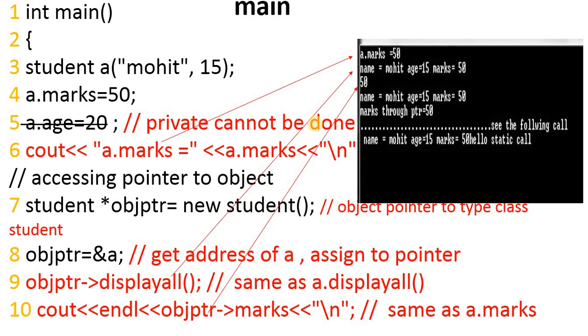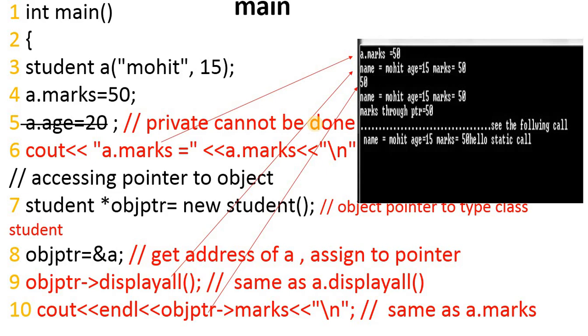Now I can access, I can say objptr arrow mark display all. That means I am accessing the content of the object a. A was having the name as Mohit, age is 15 and marks is 50. I have printed all these 3 things from line number 9. You can see on the right hand side top the corresponding lines being printed at the execution.